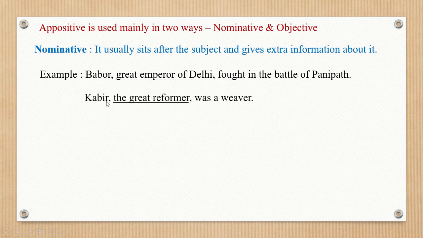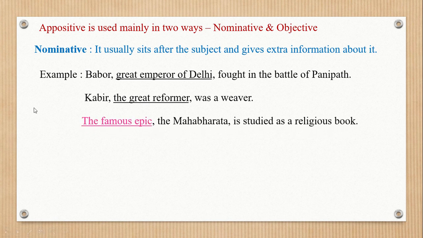In the second example, Kabir, the great reformer, was a weaver. Here the appositive is also used after the subject. But there is an exception also. Look at the next example. The famous epic, the Mahabharata, is studied as a religious book. Here, the appositive is used before the subject. This can also happen. Okay. Next comes objective use.